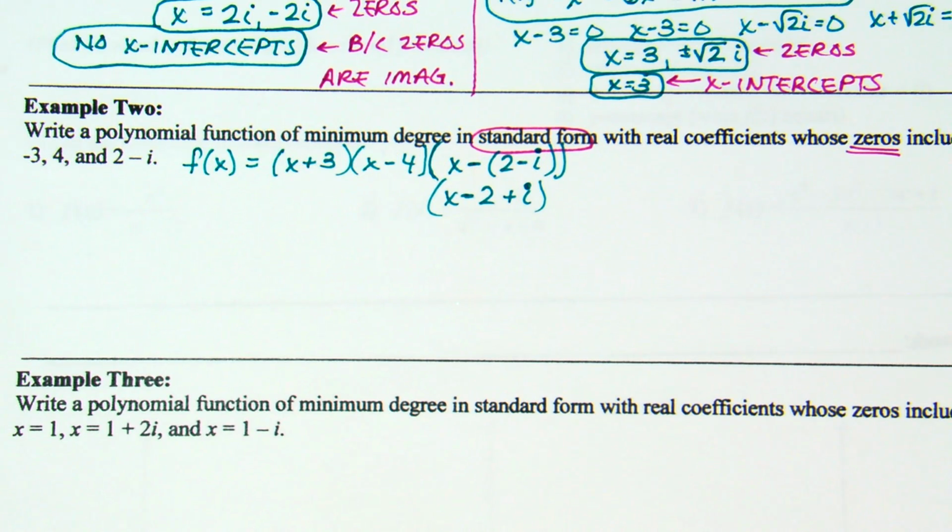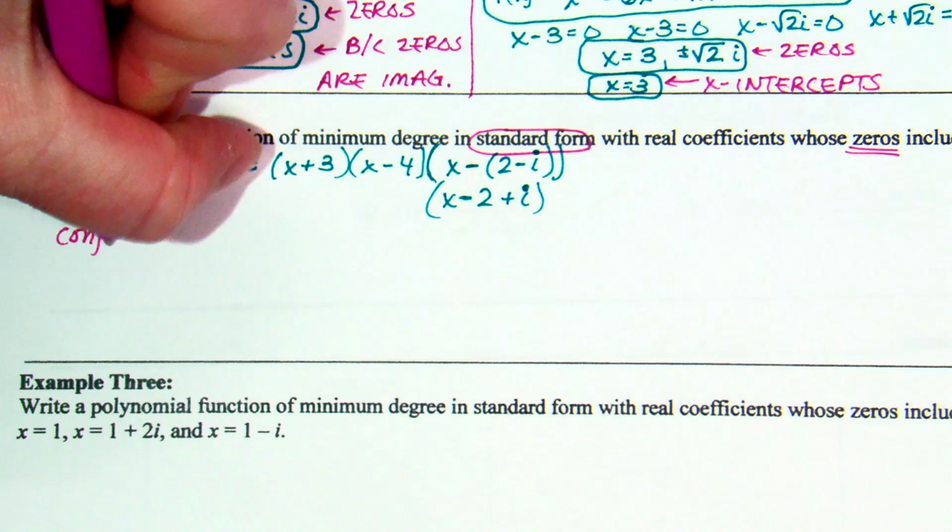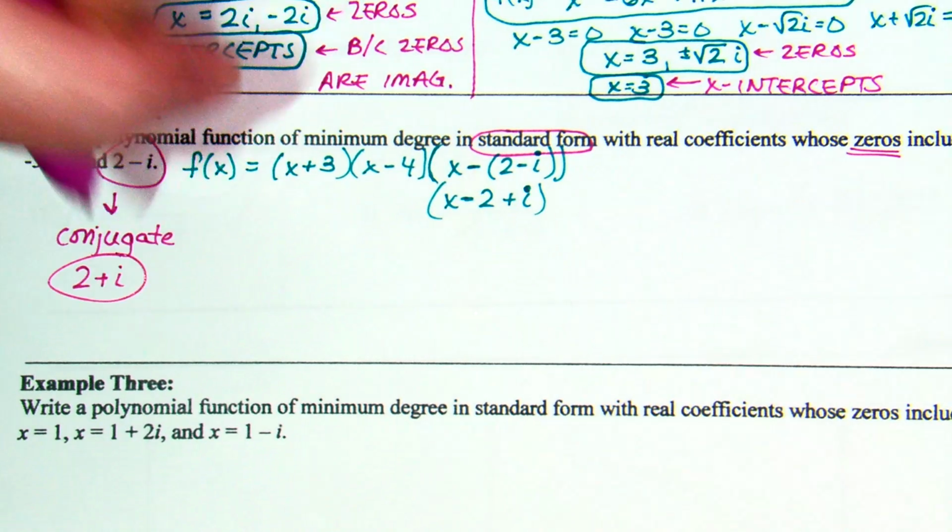Given function f of x with real coefficients, if a plus bi is a 0, then so is its conjugate, a minus bi. So, what am I saying here? If 2 minus i is a 0, then so is its conjugate, which is 2 plus i.